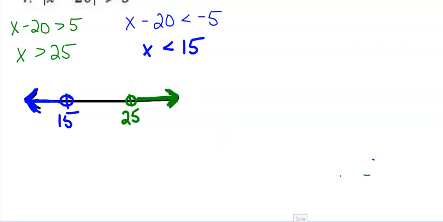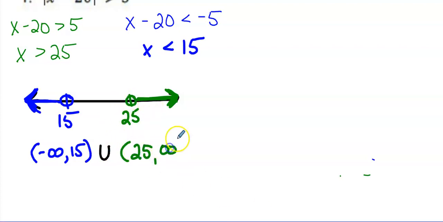Our interval notation is going to be two different intervals. I'll do those in the same color. It's going to be negative infinity to 15, and that's parentheses because it's an open circle. And then our U symbol, and then 25 to positive infinity. If we were going to state this, we would say x is less than 15 or x is greater than 25. Because if we used the word "and", there would be no solution because it can't be both.